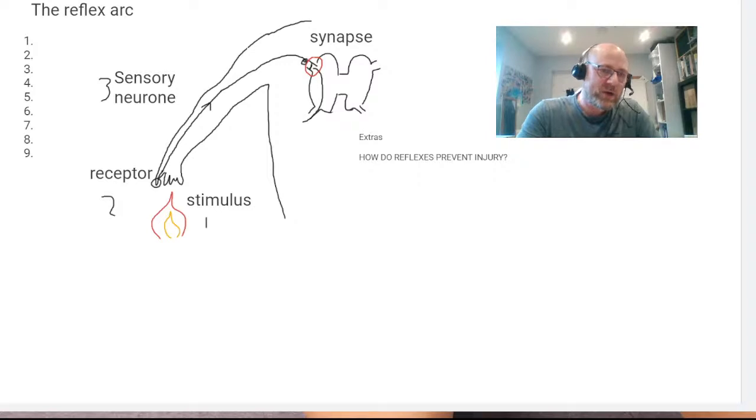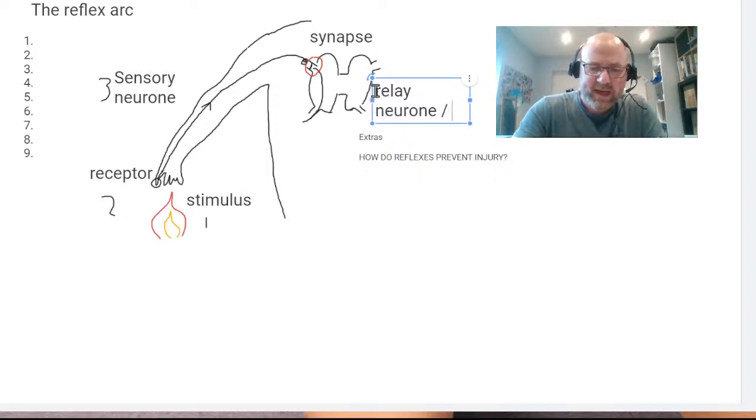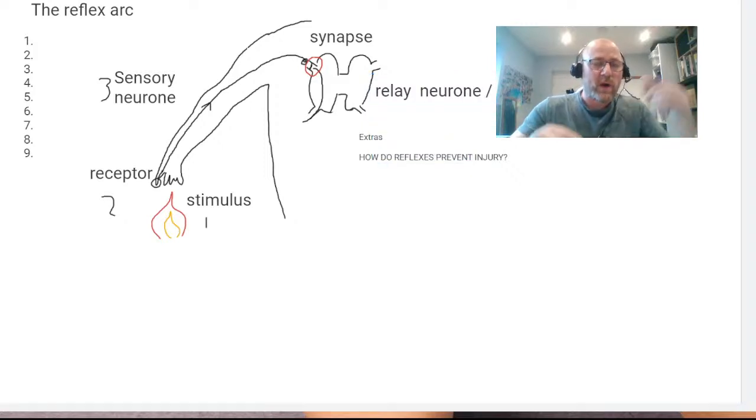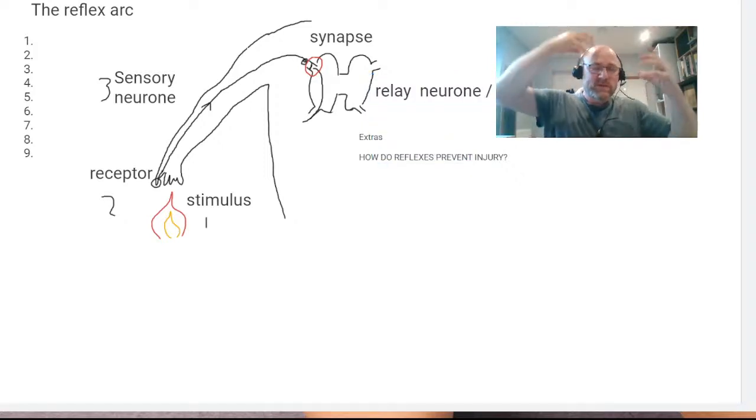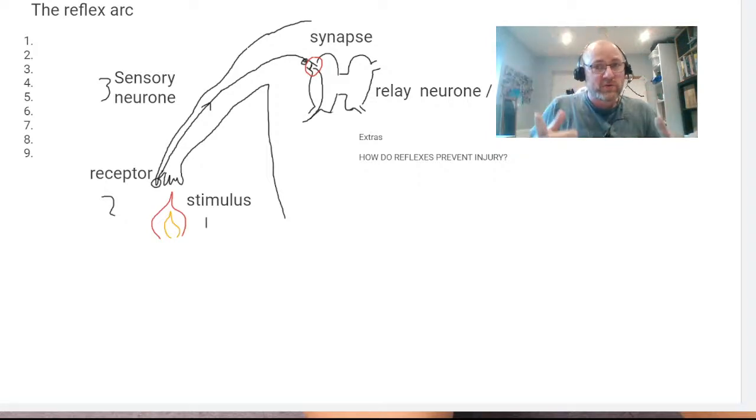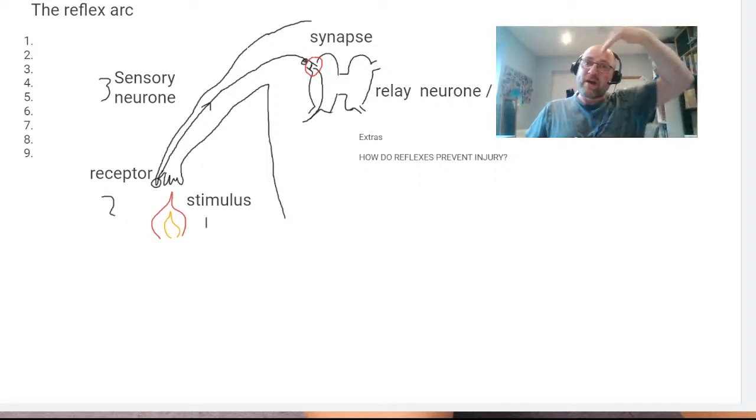The relay neuron, a lot of the time you can say CNS or coordinator. The reason is your relay neuron runs through your spine or your brain. So your brain and spine are known as the central nervous system, and the relay neuron runs through them.